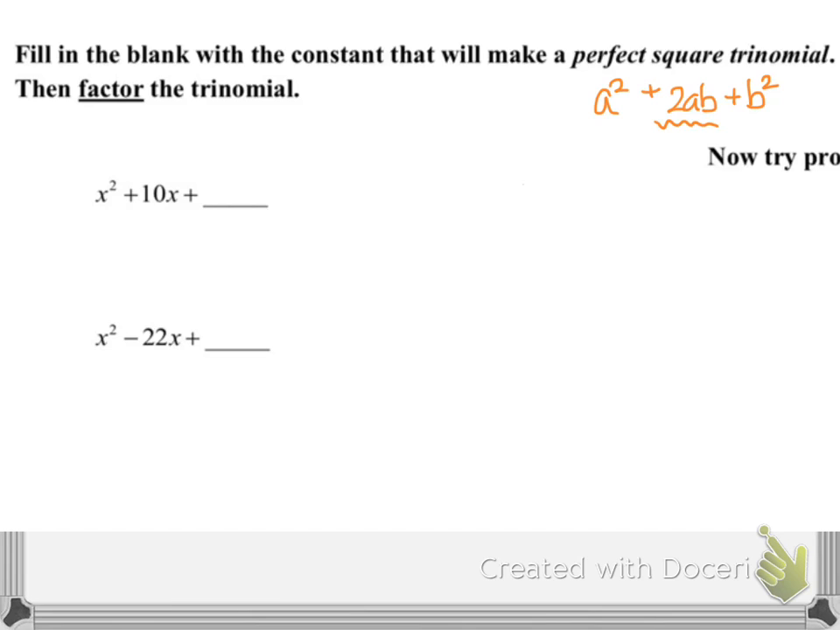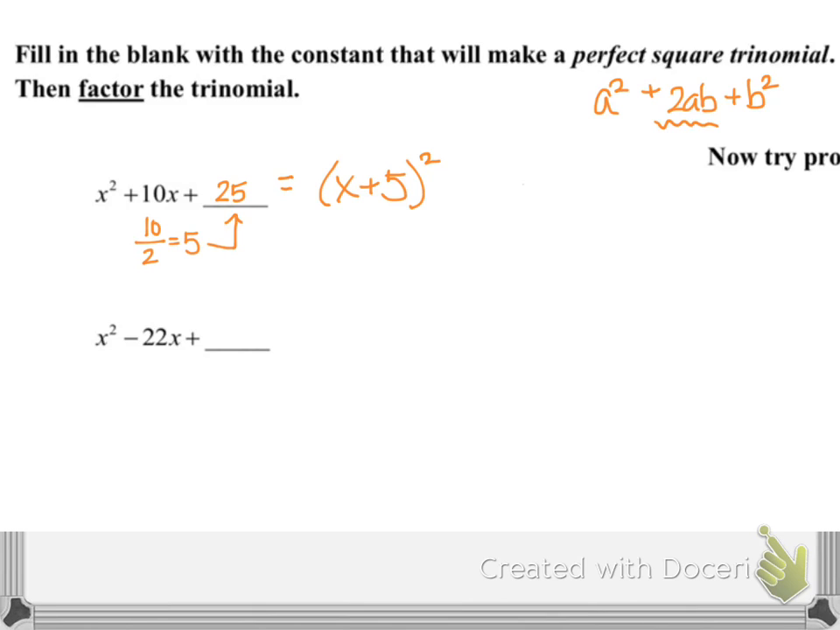Notice that the term that we're given is 10. So 10 is 2 times something times x. So if I take 10 and I divide it by 2, I get 5. And then we're going to use that 5 and square it to put that final number there on the end. That would be 25. Now I've made this a perfect square trinomial. So if I go to factor this, I know it's going to be perfectly x plus 5 times x plus 5, or x plus 5 squared.